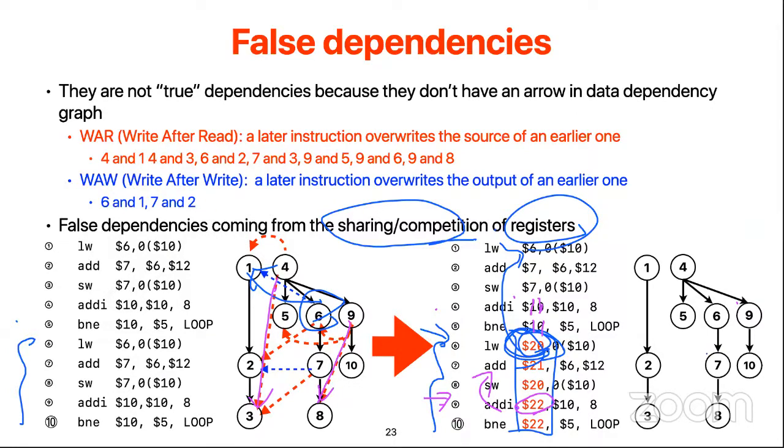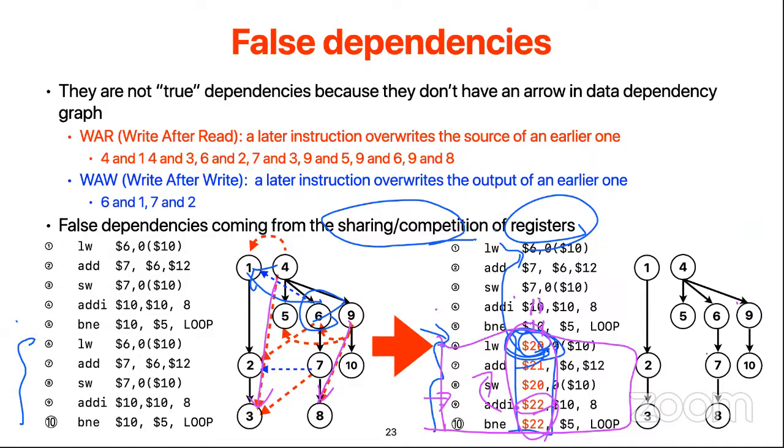From this example, what it shows is that if we want to eliminate false dependencies, the key is that we need the hardware to have the capability to dynamically rename the registers, especially the output registers, to something else.